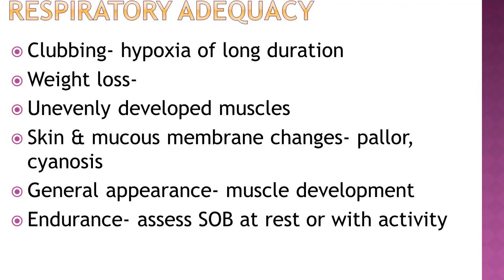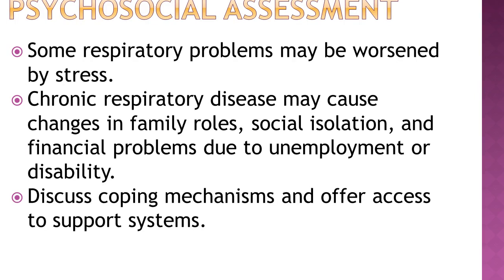Other indicators of respiratory inadequacy: clubbing, weight loss, unevenly developed muscle, skin and mucous membrane changes, pallor, and cyanosis. Let's face it, looking at someone who has any type of respiratory disease, we know that their general appearance is not really a healthy appearance. Many of them have loss of muscle mass. A lot of them don't eat well anymore. And without that good, strong muscle development, a lot of them have issues with their respiratory efforts. Okay. Endurance. Assess shortness of breath at rest or with any type of activity.